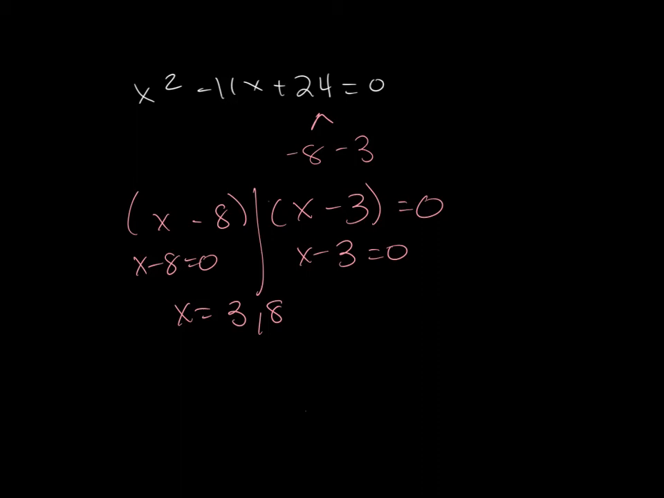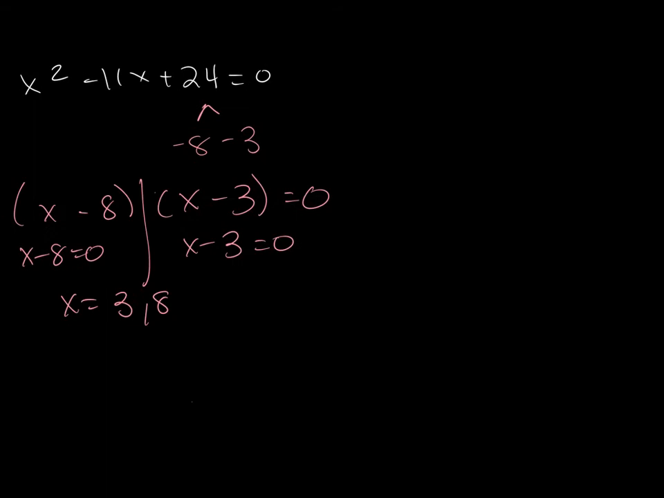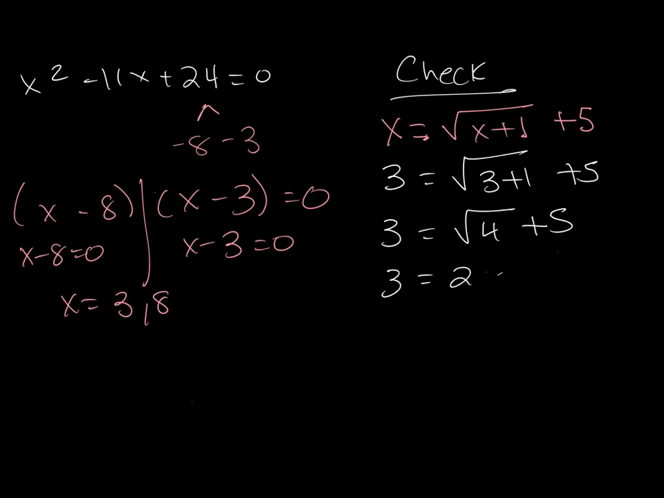Now I'm going to check it. In order for me to check it, I'm going to plug it into the original. My first one, I'm going to plug in 3 for x. So I'm going to get 3 equals the square root of 4 plus 5. 3 equals 2 plus 5. Well, 3 does not equal 7, so 3 is an extraneous solution.